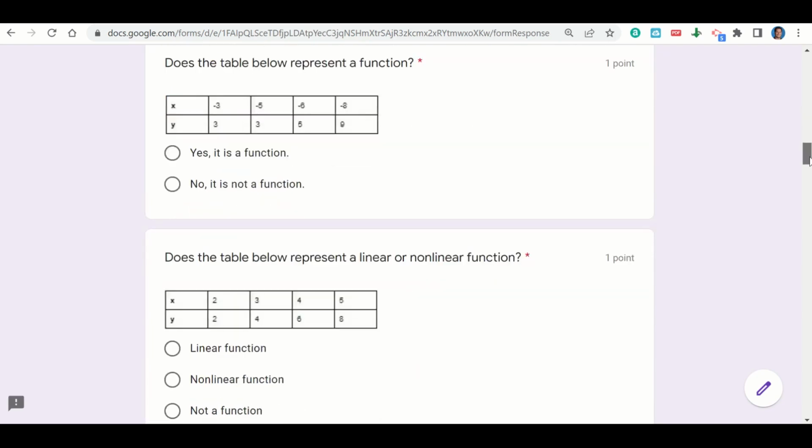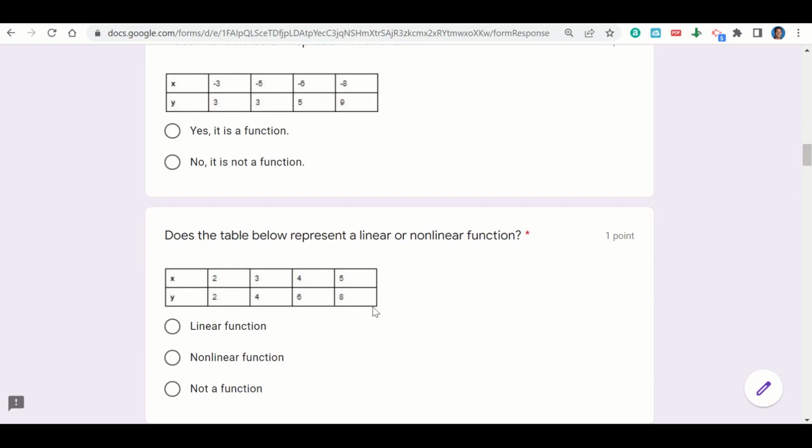We'll scroll down to another random one. Let's try this one. It says, does the table below represent a linear or non-linear function? Well, remember, in order for it to be linear, my change in x has to be consistent and addition, and my change in y has to be consistent and addition. So here I go up from 2 to 3, so that's adding 1, adding 1, adding 1. So far it could be linear. Then this one I'm adding 2, adding 2, adding 2. So again, both are consistent, both are addition, so therefore this is a linear function.